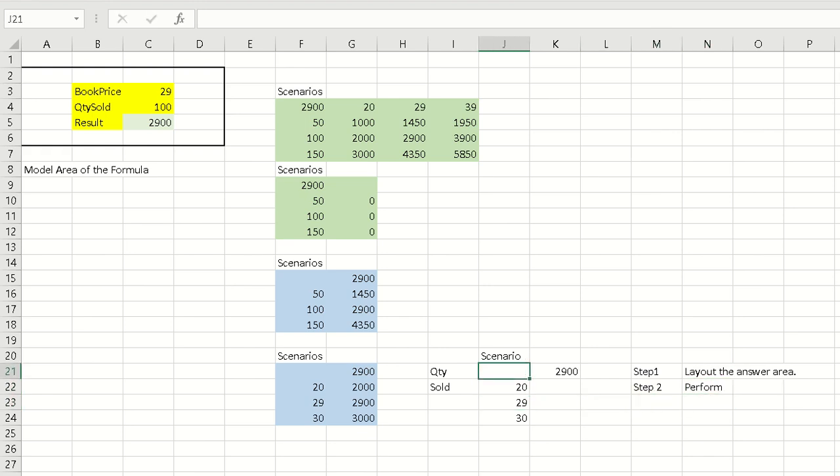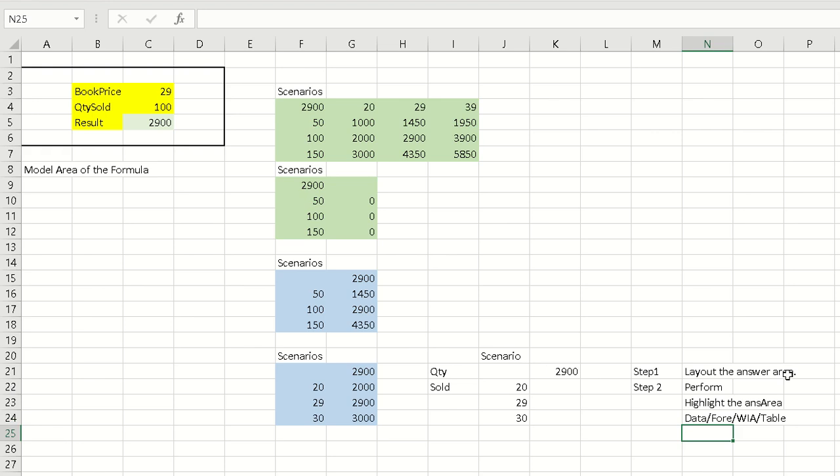So how do you go about that? You highlight all of this. After highlighting, you pick out the what-if analysis data table. You highlight the area, the answer area, and then pick out the what-if analysis data table. So in my computer it's Data, and then you go to Forecast, and then you go to What-If Analysis, and then you go to Data Table.